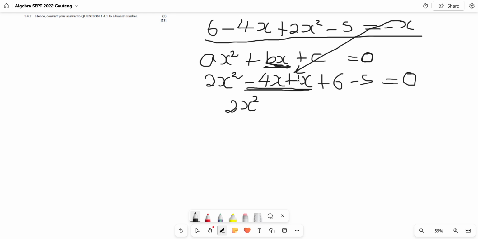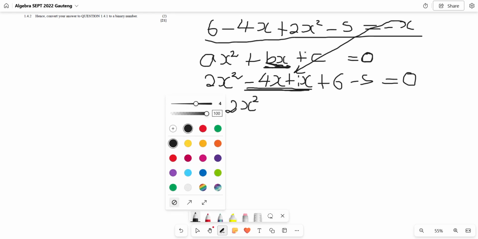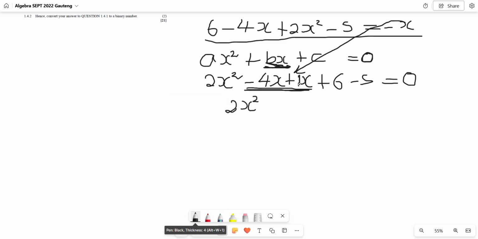Remember, here we have a 1 that is silent near the x, as the coefficient of x. Since we have a 4 and the 1, and this term is positive and this term is negative, we take the sign of the bigger number. Then 4 is bigger than 1, its sign is negative. After that, subtract. 4 minus 1, we are left with a 3.